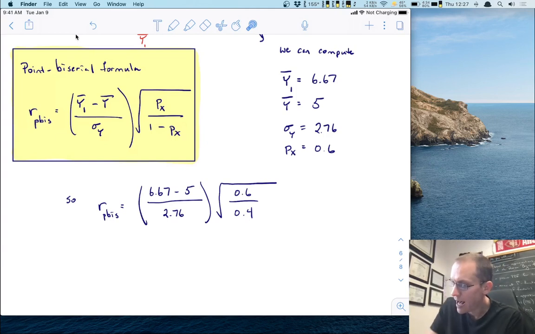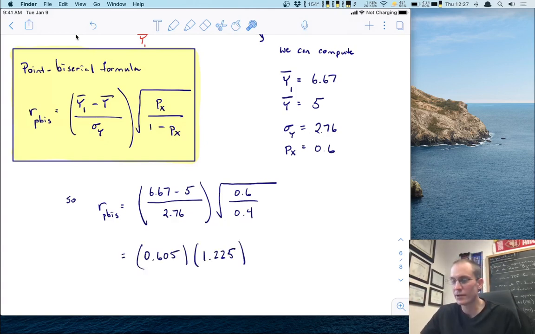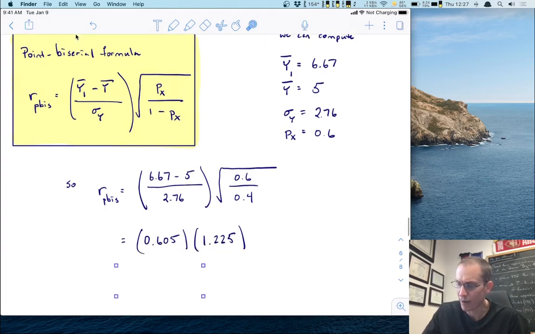What I like to do, guys, is when we have a lot of stuff going on here, I'll keep more decimal places than I need at the end. So in this case, I'm going to give 3 decimal places to each of these 2 pieces of the product. So that first one simplifies to 0.605, and the second one simplifies to 1.225. And then if I multiply those together, I can round that final answer to 2 decimal places, and it gives me 0.74. So that's the correlation.